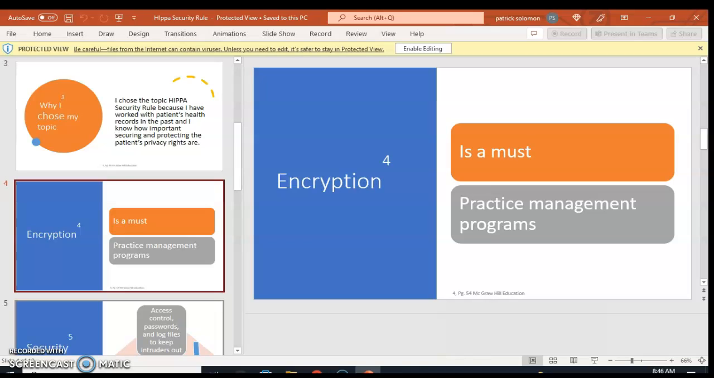Practice management is also a software program that most practices use that is encrypted. When patient files are sent from within the office or to other offices or to hospitals or wherever they may go, they have to be encrypted in order to not be breached.